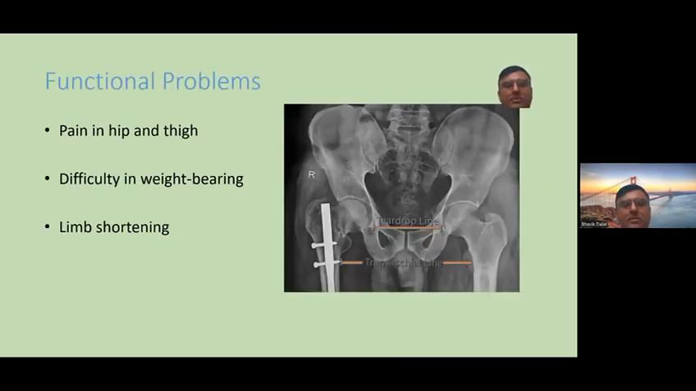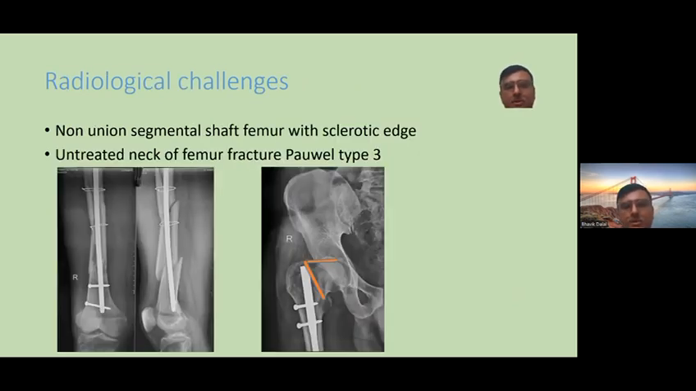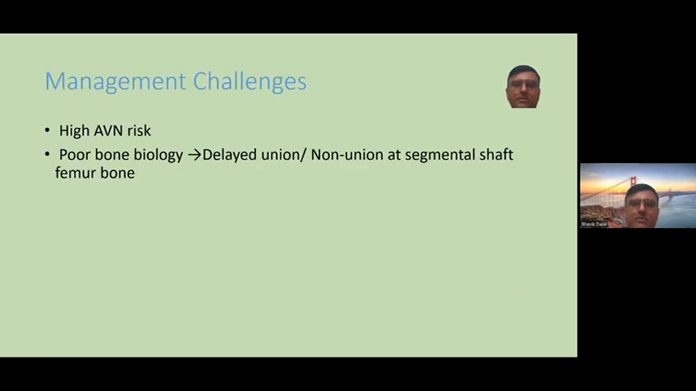So there are functional problems. There is pain in the hip and the thigh region, difficulty in weight bearing and limb shortening as seen by the transischial line. There are also radiological challenges like non-union segmental shaft femur with a sclerotic edge, untreated neck of femur fracture, Powell type 3 as seen in this case, and there are also management challenges like high risk of AVN, and poor bone biology resulting in delayed union or non-union at the segmental shaft femur bone.